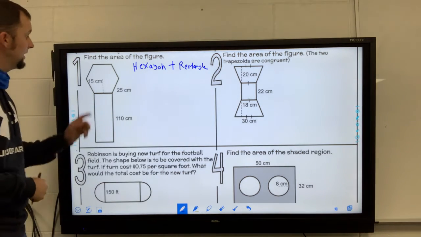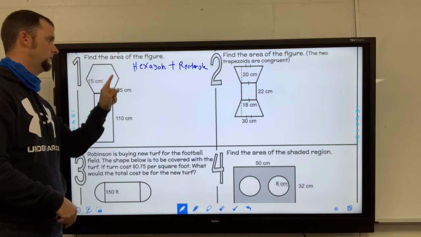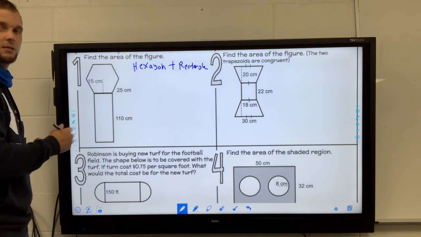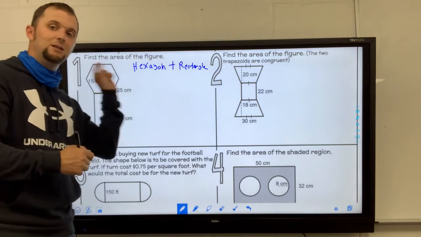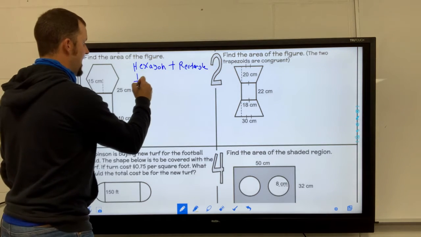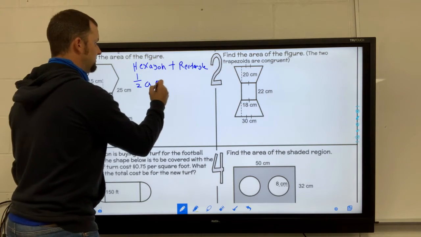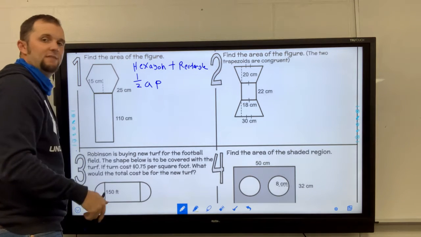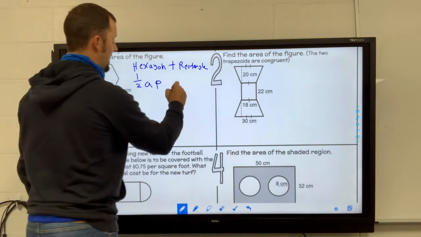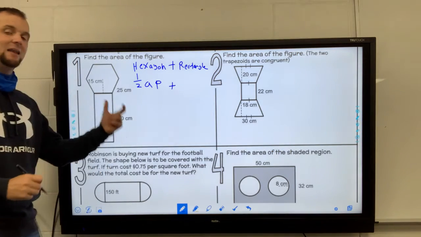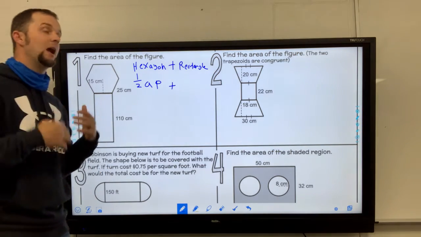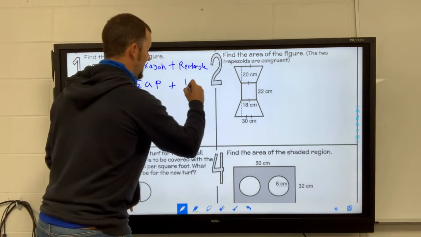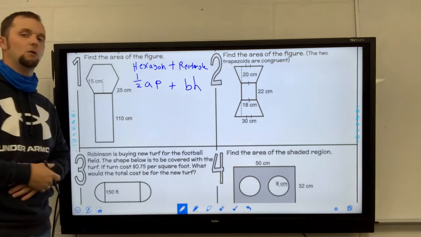If you look, this is a regular hexagon, okay? That means all of my sides are congruent and all of my angles are congruent. So I know to find the area of a regular polygon, I'm going to take 1/2 the apothem times the perimeter. So I just replace the word hexagon with the area of that hexagon. Now over here on the rectangle, I'm going to add the area of a rectangle. I know the area of a rectangle is just base times height. So I'm going to add the base times the height of that rectangle.